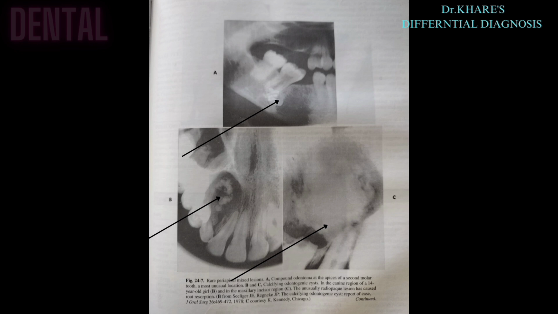These are radiographs showing rare periapical mixed lesions, where radiograph A is of a compound odontoma at the apices of the second molar tooth, a most unusual location, while radiographs B and C are of calcifying odontogenic cyst in the canine region of a 14-year-old girl in radiograph B and in the maxillary incisor region in radiograph C. The unusual radiopaque lesion has caused root resorption.